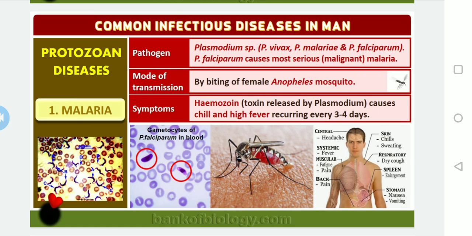The symptoms include hemozoin, a toxin released by the Plasmodium, which causes the chill and high fever recurring every 3 to 4 days. So these are the symptoms we can identify, along with high fever, chill, and even alternate-day vomiting sensations. Are you getting? This is how it looks: on the left side of the slide they have given the infected RBC. Are you getting? Yes.